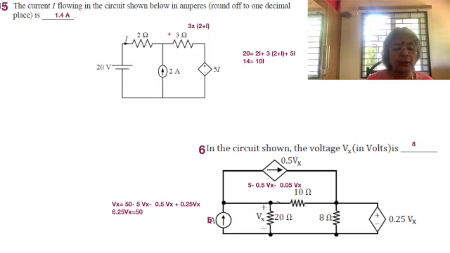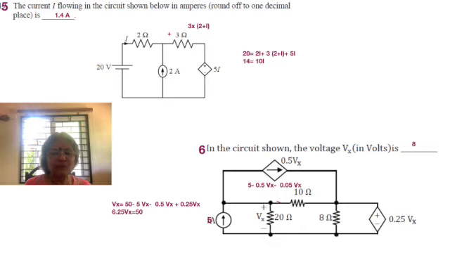So when you add them all together, we see that 14 is equal to 10I, or I is equal to 1.4. Okay, and what is required out of us is exactly the same: the current I flowing in the circuit shown below, in amperes. So I is equal to 1.4 amps.